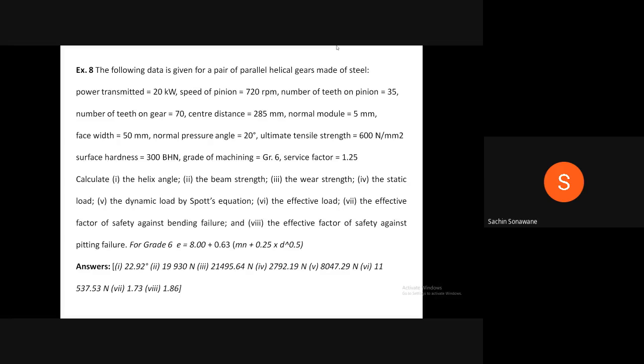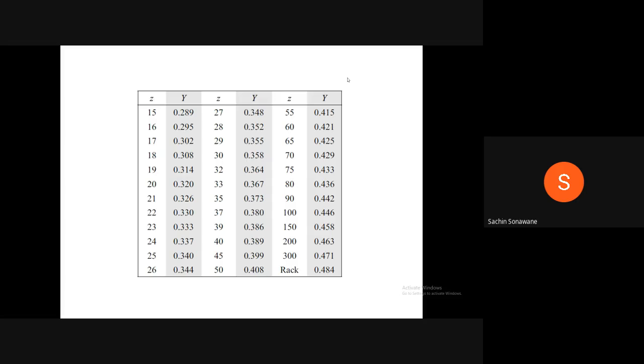Okay, I think you have written the problem. Now we'll start. These are the Lewis form factor table for various numbers of teeth. Now we'll solve the problem. Therefore, solution. Given data will write down.